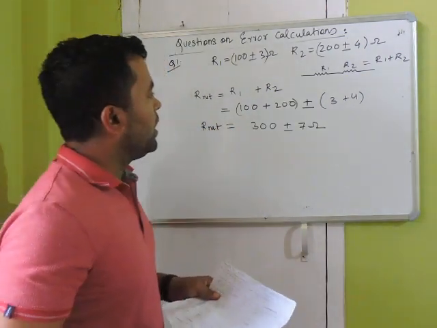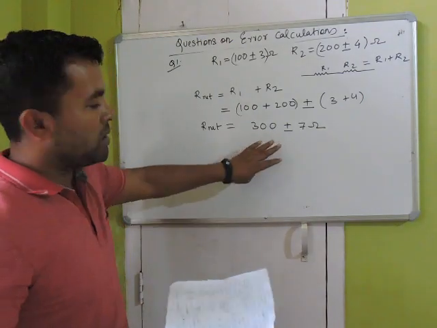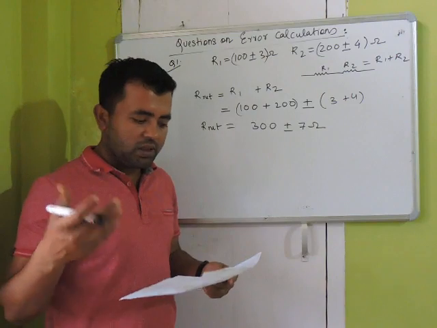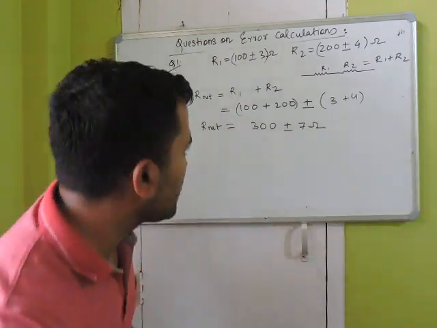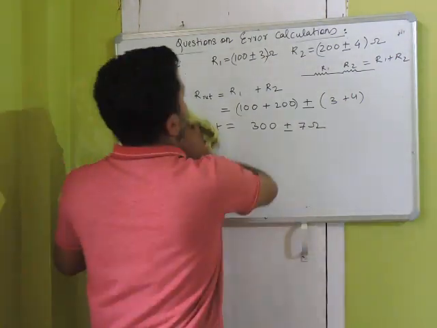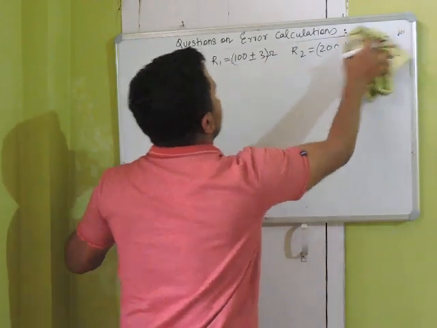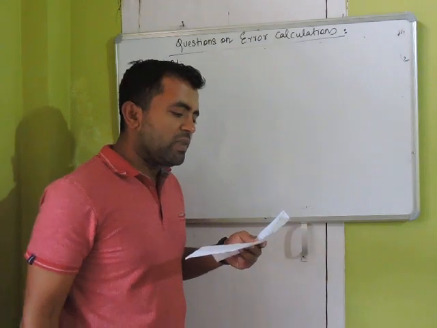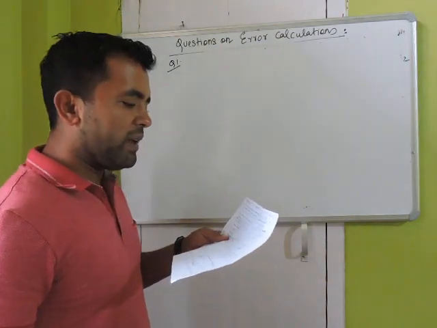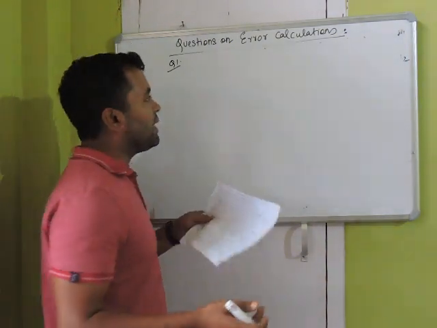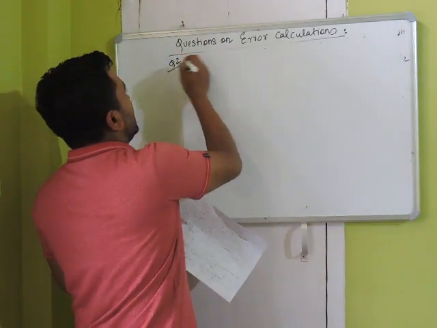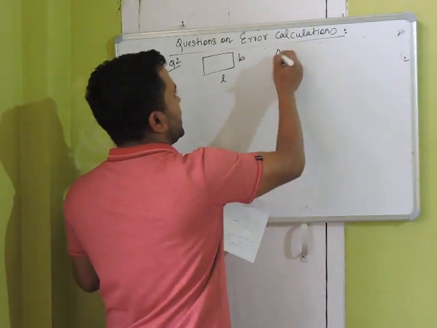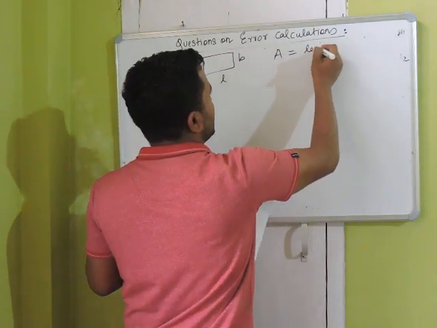Now, this is the answer. This will be the net resistance. Fine. Now let us discuss a second example. In the second example, you have to calculate the area of a rectangle with error limit. So you have been given a rectangle, length and breadth. You have to calculate area, which is length into breadth.